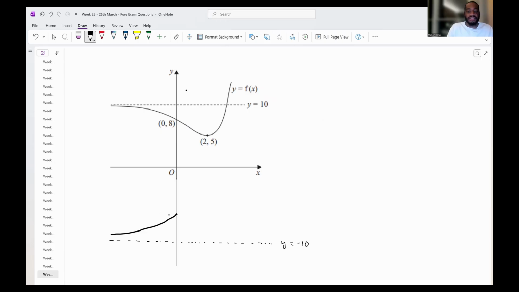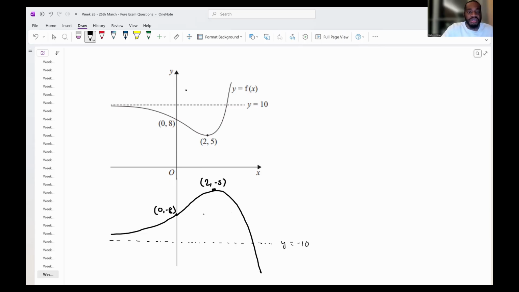The new intercept is going to be at (0, -8). Remember, every y coordinate gets multiplied by -1. The x coordinate stays exactly the same. It's going to now have a maximum point, not a minimum. It's going to go down like that. And this point is going to be (2, -5).